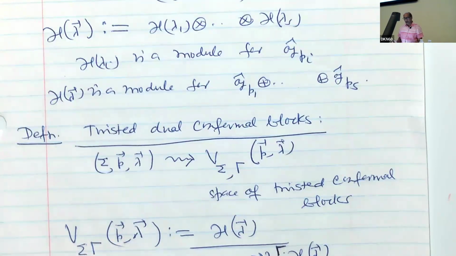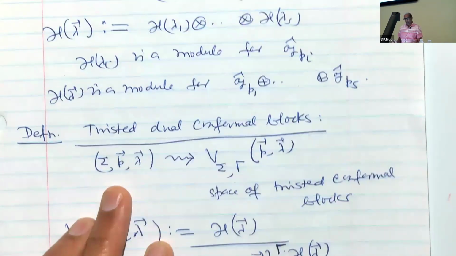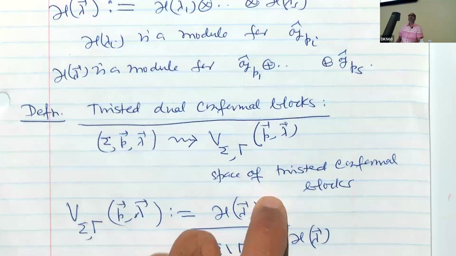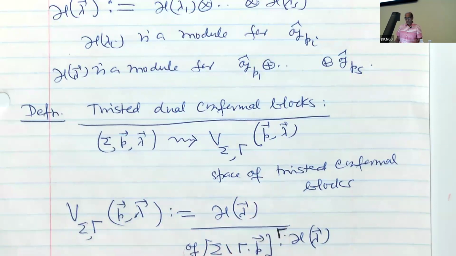And now we can define the twisted dual conformal block by taking H lambda and quotienting it out by the Lie algebra G tensored with the affine coordinate ring of sigma minus gamma P, and we take the gamma invariants there. So I am taking the affine coordinate ring of sigma minus the orbits of P, with values in the Lie algebra G, but I take the gamma invariants there.